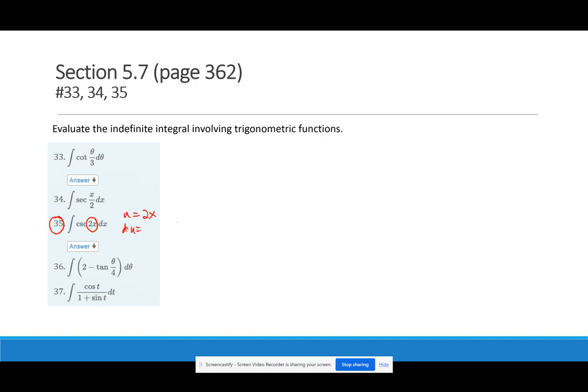So du would be 2 dx. Okay. So I could rewrite this expression in terms of u. What I'm trying to integrate would be the integral of cosecant u now, and in place of dx, I'm going to put 1/2 du. So I'm going to have a 1/2 cosecant u du that I'm trying to integrate.